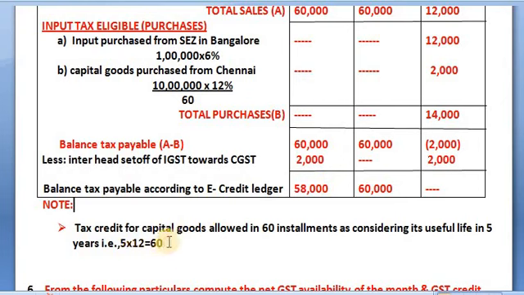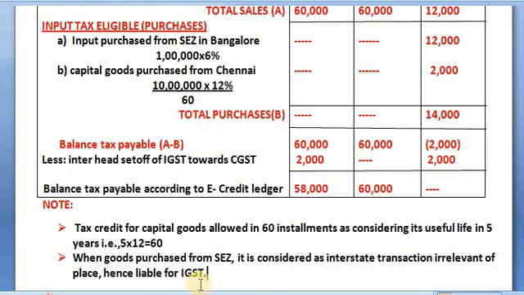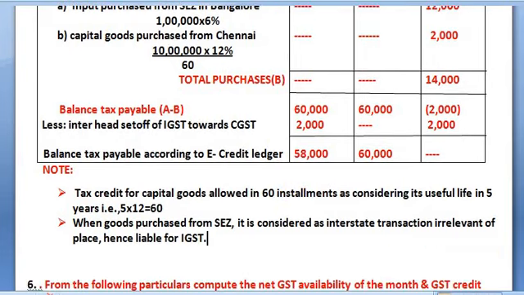See, tax credit for capital goods allowed in 60 installments as considering its useful life is 5 years and 5 into 12 is 60 months. ಆಮೇಲೆ ಇನ್ನೂ ಒಂದು ನೋಟ್ ಬಿಡ್ರಿ. ಅಂದ್ರೆ when goods purchased from cess, it is considered as interstate transaction irrelevant of place, hence liable for IGST. Even you can write this also, like ಇಲ್ಲಿ ಬರಿಬಹುದು, as goods it is not mentioned, we assume the capital goods are taxable in nature ಅಂತಾನು ಒಂದು ಪಾಯಿಂಟ್ ನೀವು ಆಡ್ ಮಾಡಬಹುದು. There is nothing wrong there.